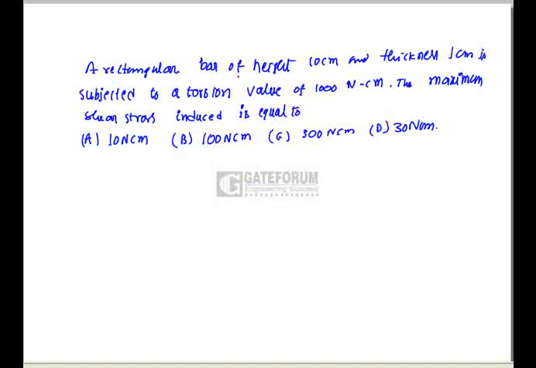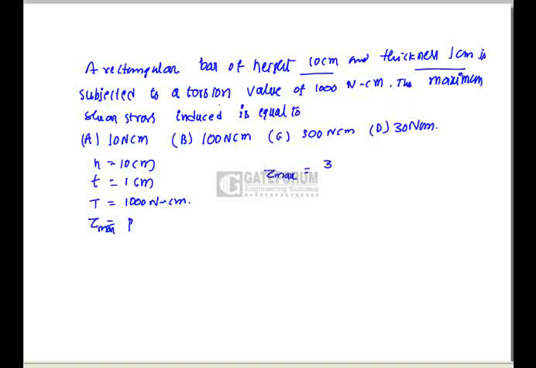A rectangular bar of height 10 centimeters, h is 10 centimeters is given, and thickness t is equal to 1 centimeter is given, subject to a torsion value of 1000 Newton centimeters. Torsion T is 1000 Newton centimeter. We have to find out the maximum shear stress induced in this rectangular bar. We know that maximum shear stress is equal to 3T by h t square.